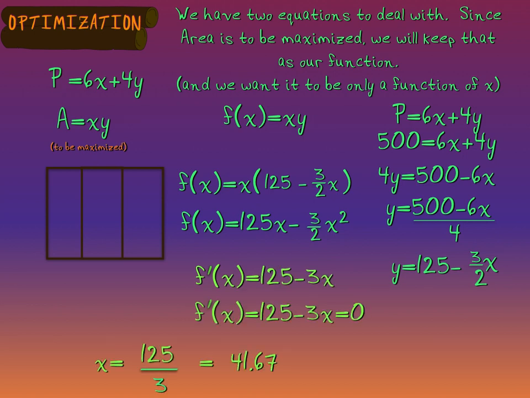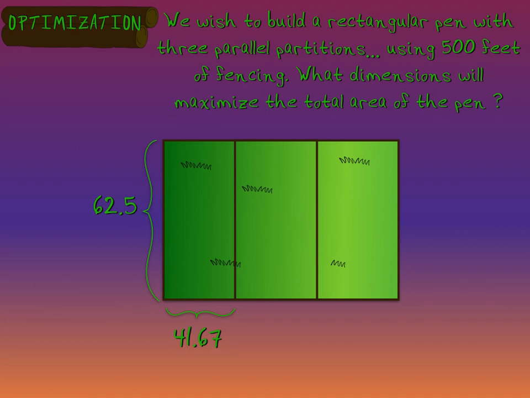And when we solve, we end up with 41.67, or 125 over 3. And if we plug that in, we end up with 62.5. So there are the two values. The x is going to be 41.67, the y is going to be 62.5. It'll look like this.